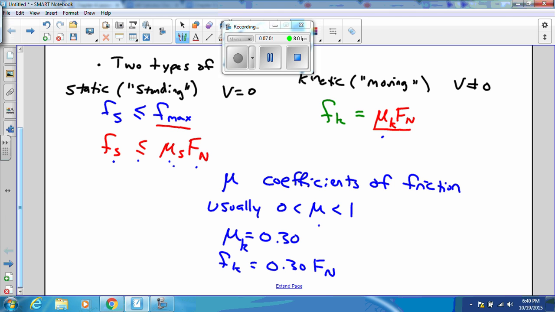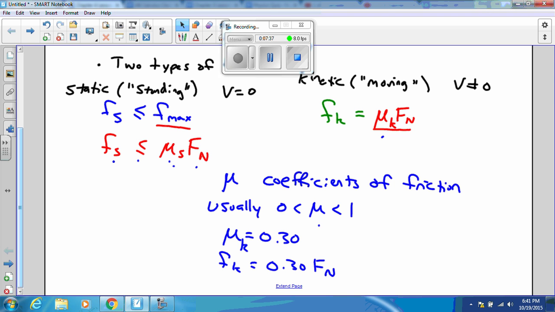The values for mu sub k are always less than or equal to the values for mu sub s. And you can find different values for mu sub s and mu sub k in two different places. First of all, there is a link that I put onto Edmodo that links to an entire table of kinetic and static frictional coefficients. And the second place that you can find them is in a chart in your book.